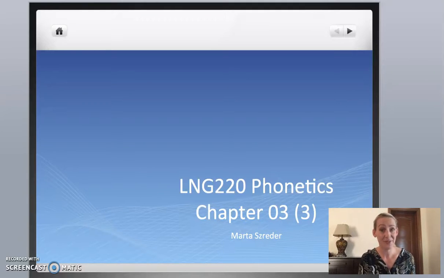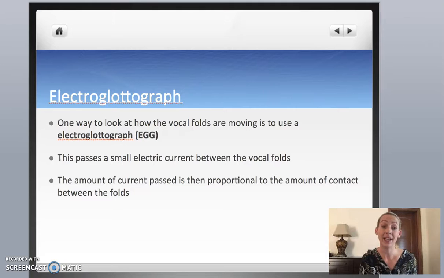Hello. In this video, I'm going to tell you a little bit about two methods we can use as phoneticians to study the vocal folds movement when we want to study the production of voice. And the first one is the electroglottograph. That's one way to look at how the vocal folds are moving when we produce speech.